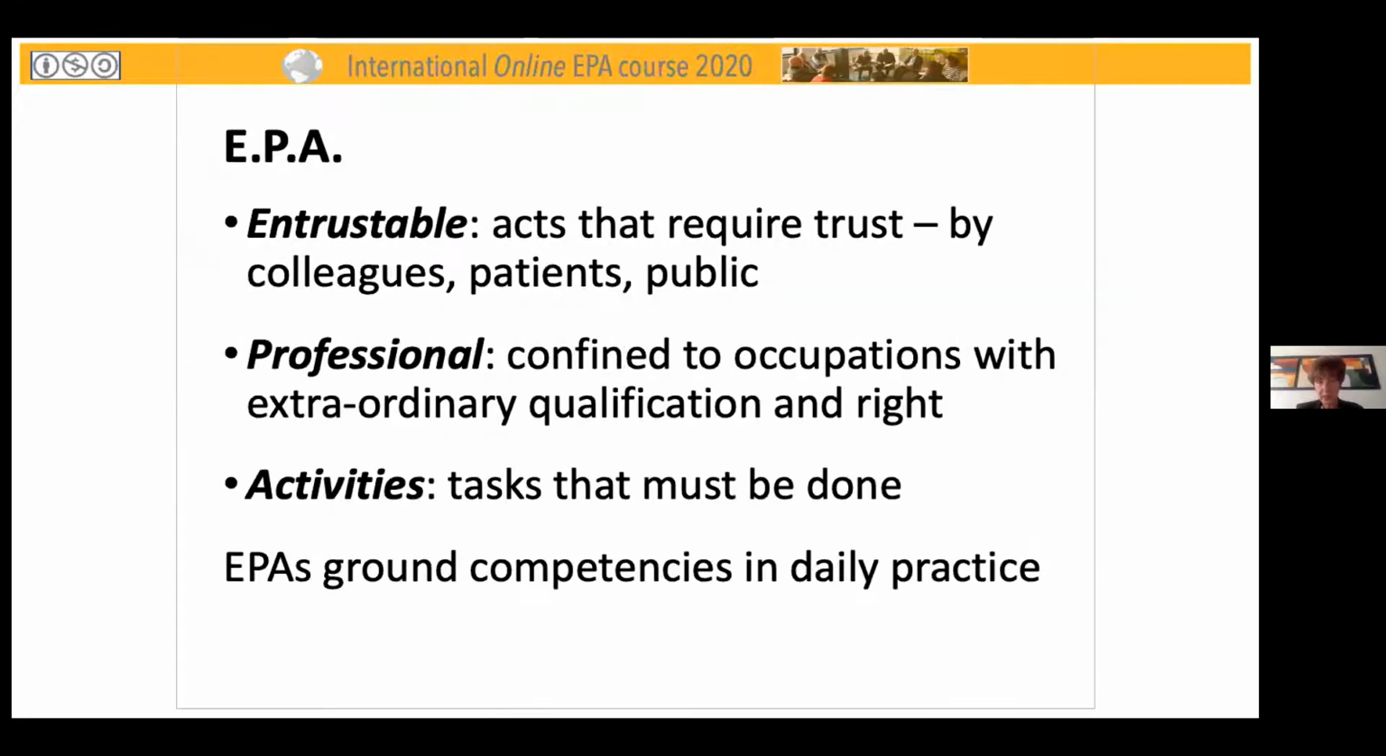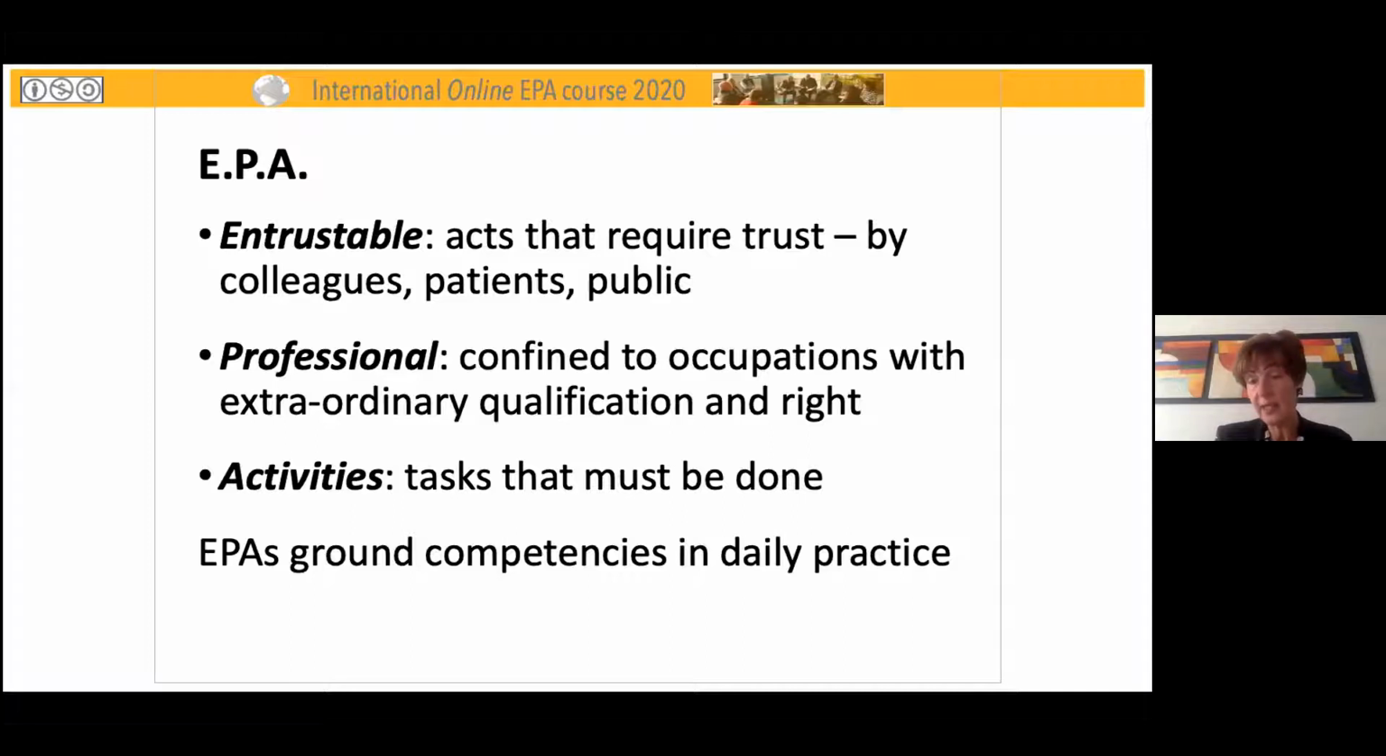Here I show it to you. Another slide: the 3 letters of EPA. Entrustable refers to the fact that the activities require trust. By whom? By colleagues, by patients, by the public. The P for professional indicates that activities are confined to occupations with extraordinary qualifications, like in medicine. And the activities are just the tasks that need to be done in clinical practice.